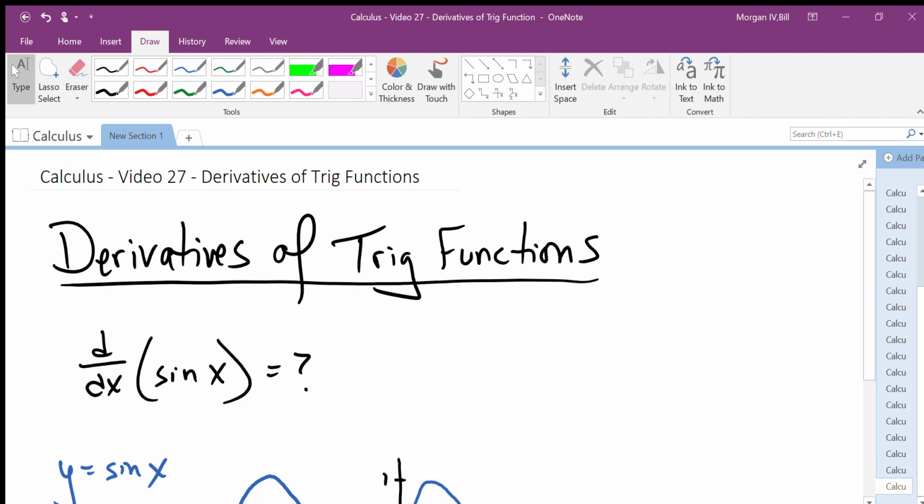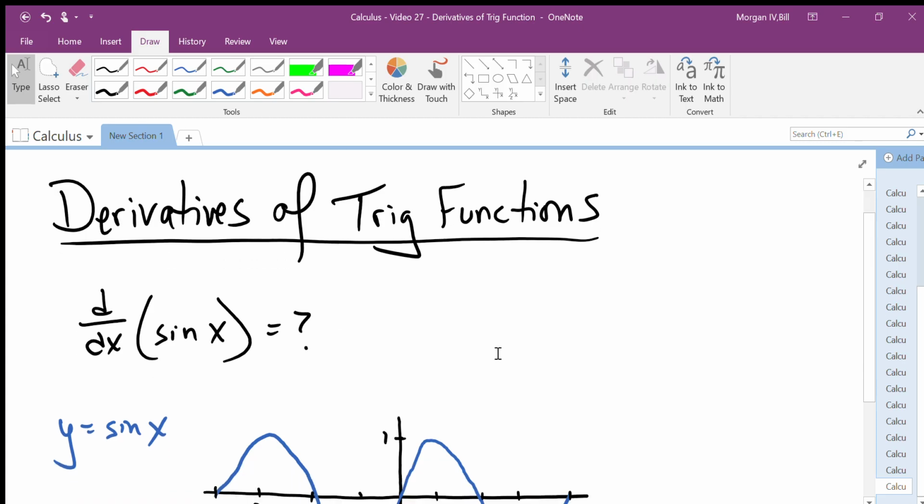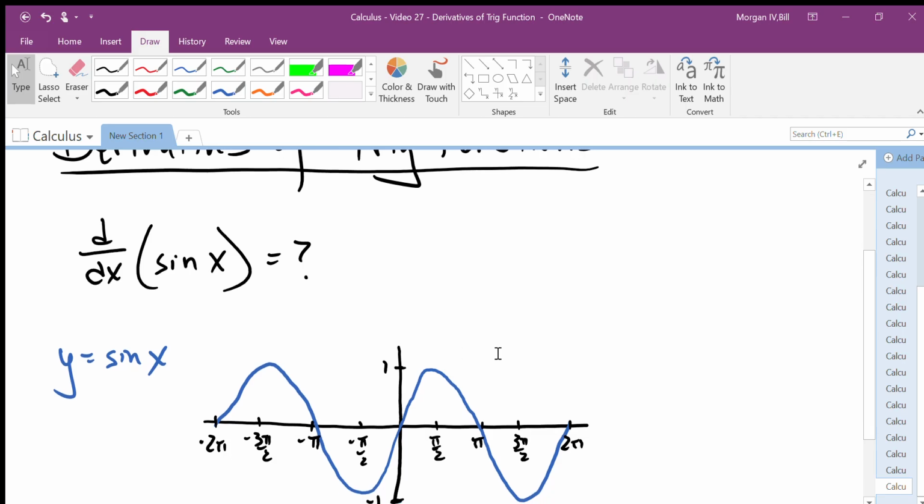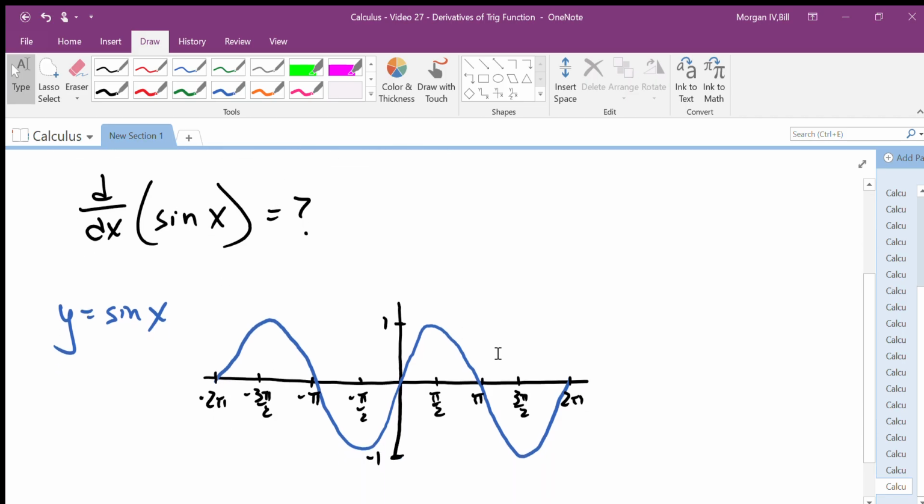Calculus, video 27, derivatives of trig functions. Okay, we get some trig functions now. Looking at the derivatives of trig functions, the derivative of sine of x, for example. Let's focus on that one, and then we'll look at the derivatives of all the trig functions. Okay, so the derivative of sine of x is equal to what?